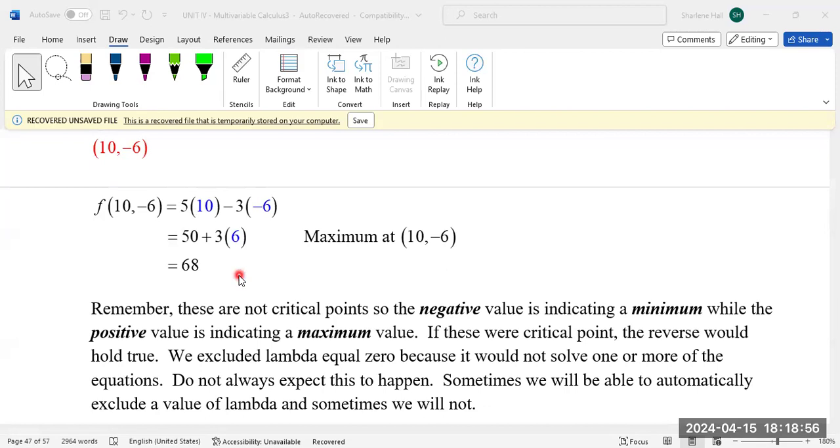So remember, these are not critical points. So the negative value is indicating a minimum, while the positive value is going to be indicating a maximum value. If these were critical points, the reverse would hold true. We excluded lambda equals 0 because it would not solve one or more of the equations. Do not always expect this to happen. Sometimes we will.